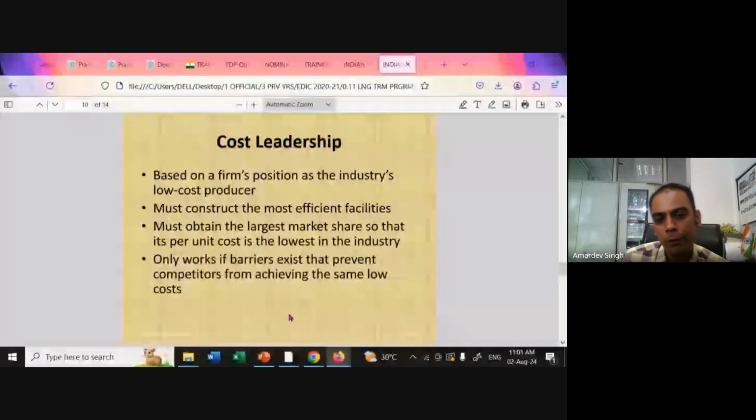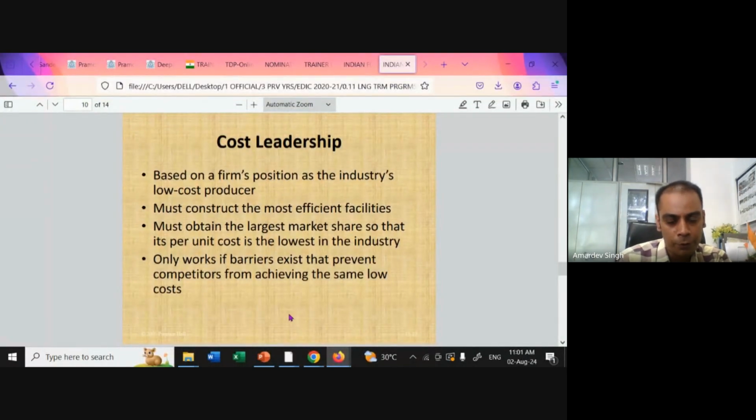Cost leadership means based on the firm's position as the industry's low cost producer, सबसे कम पैसे पे आप बना के दे पा रहे हो, you are constructing your facilities to the best of possible efficiency. You are the largest player who has captured the maximum market share. I will give an example also. And it only works if barriers exist that prevent competitors from achieving the same low cost.